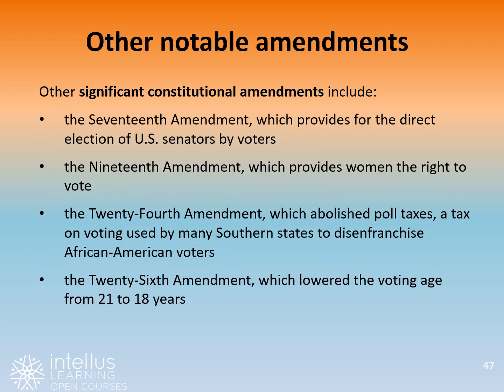Some other significant amendments. The 17th Amendment provides for the direct election of U.S. senators by voters. The 19th Amendment provides women the right to vote. The 24th Amendment abolishes poll taxes, taxes on voting used by southern states to disenfranchise African American voters, which we'll talk about during the civil rights topic. The 26th Amendment lowered the voting age from 21 to 18. So those are just some notable amendments.